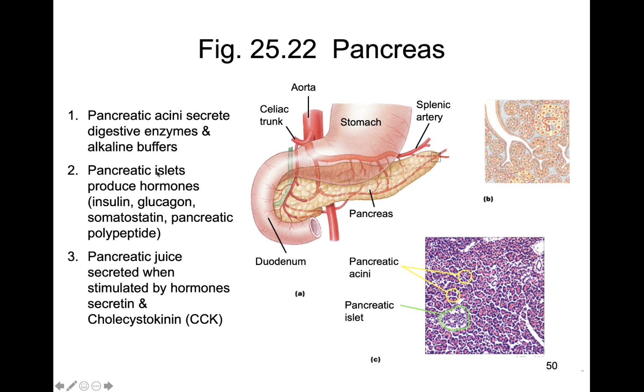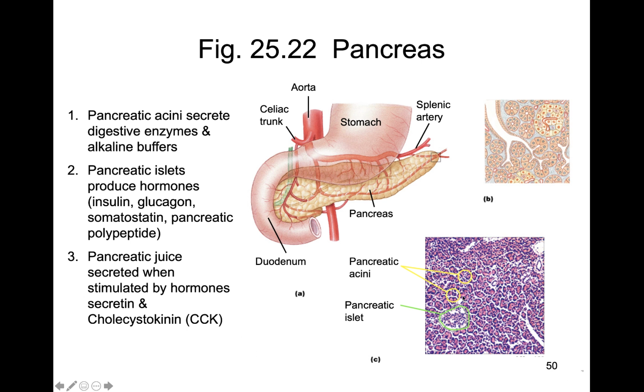And the pancreatic islets are going to produce hormones. These pancreatic islets are considered the endocrine part of the pancreas, because these hormones are going to the blood. And again, pancreatic juices are secreted and stimulated by hormones, and this is the hormone. Again, you don't have to know the name.